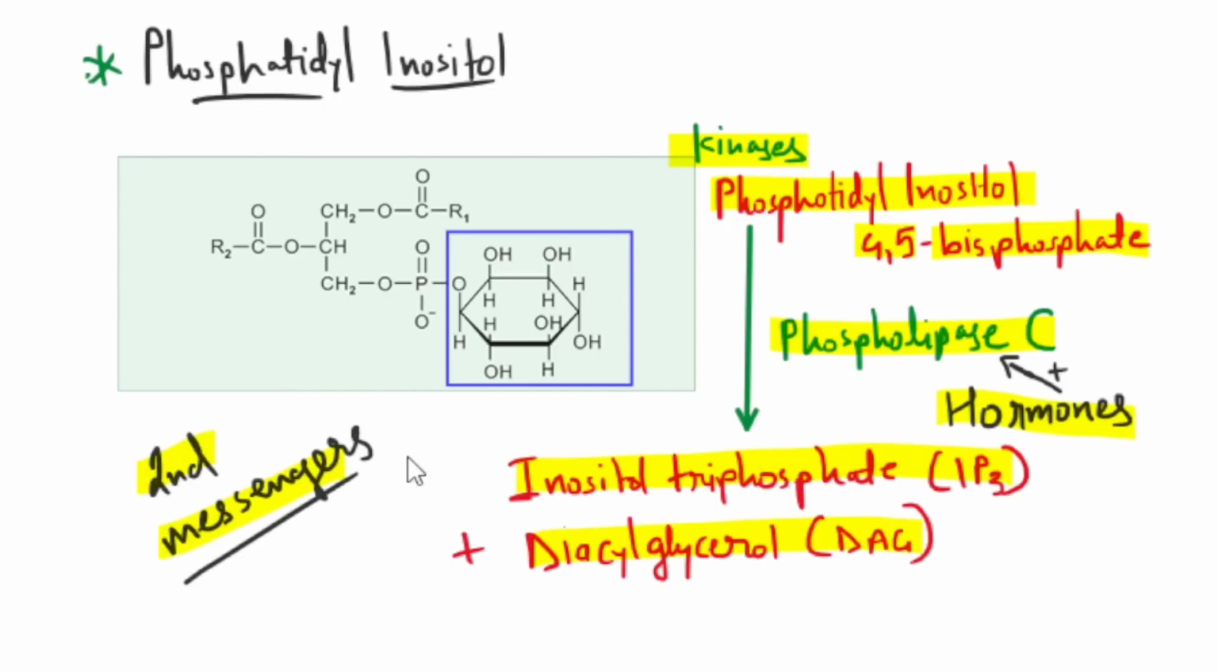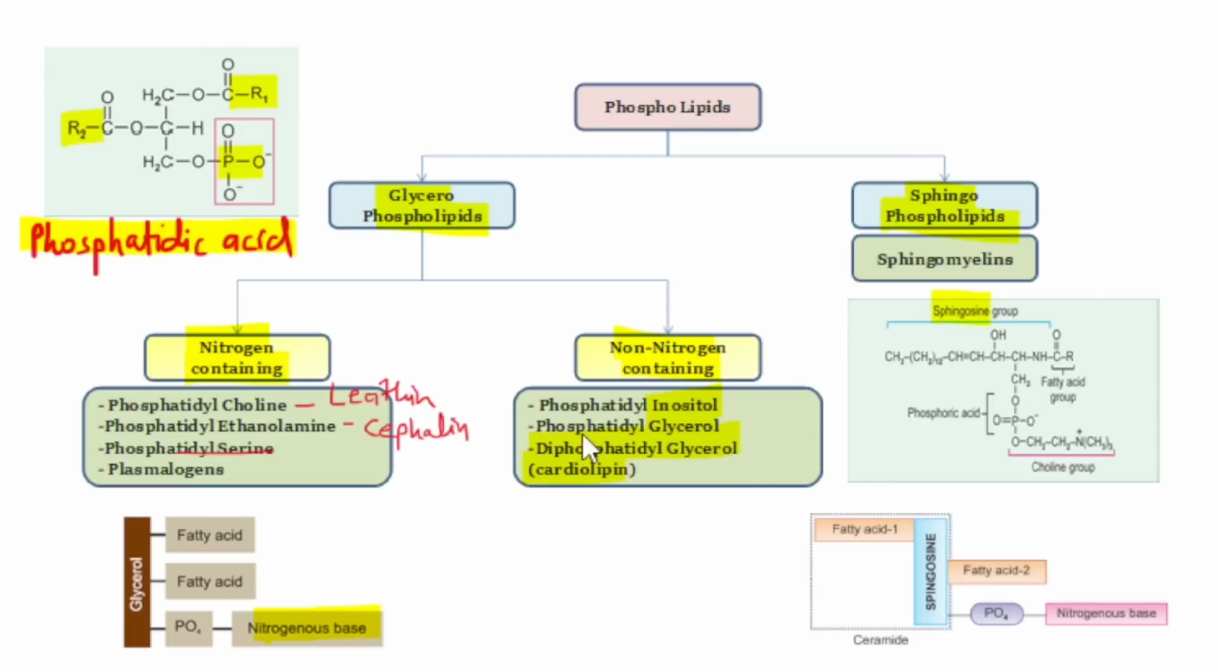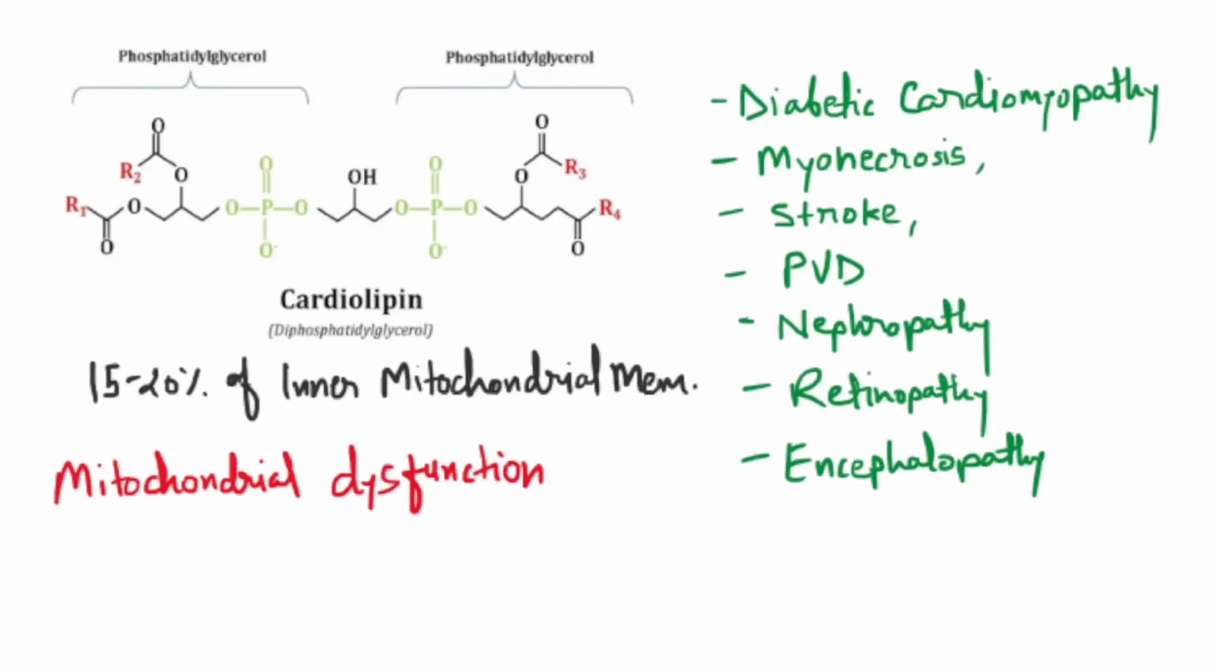for hormone action. Next is phosphatidyl glycerol. You know that it is a component of lung surfactant, as we have discussed earlier. Next is diphosphatidyl glycerol, or you can say cardiolipin. Diphosphatidyl glycerol is where two phosphatidic acids are esterified to one glycerol by phosphate groups. It is also known as a dimeric phospholipid.